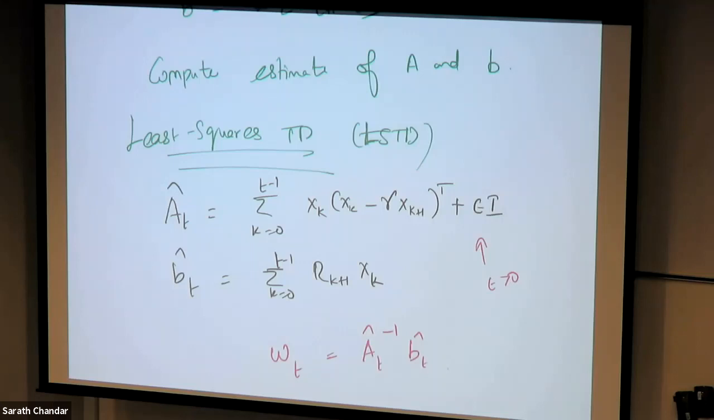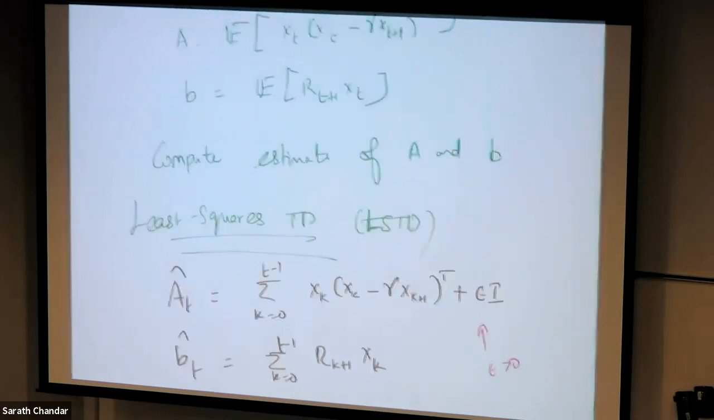Okay, now this is going to be the most efficient way of doing gradient TD. If you want to do TD with linear function approximation, this is probably the most efficient way. But there are some trade-offs between the iterative solution and this solution.